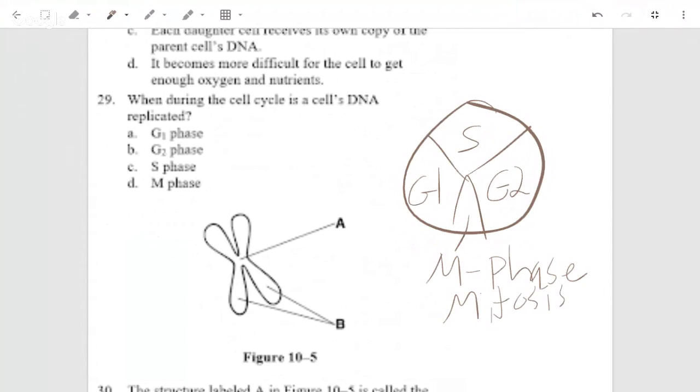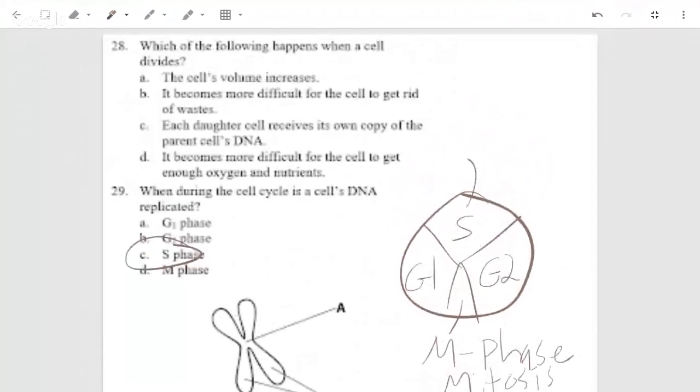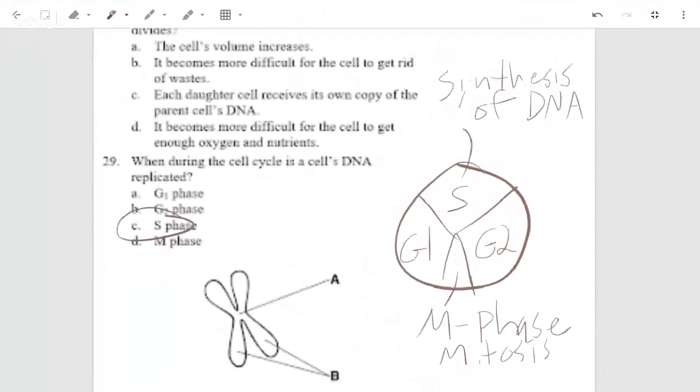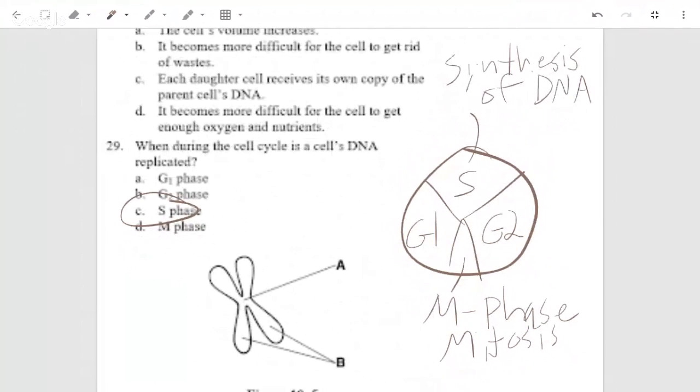So what's going on when the cell's DNA is replicated? That's S phase. S phase stands for synthesis, synthesis of DNA. So that's when you're doubling up the DNA for when mitosis occurs. G1 phase is basically just normal cell growth. G2 phase is preparation for M phase.